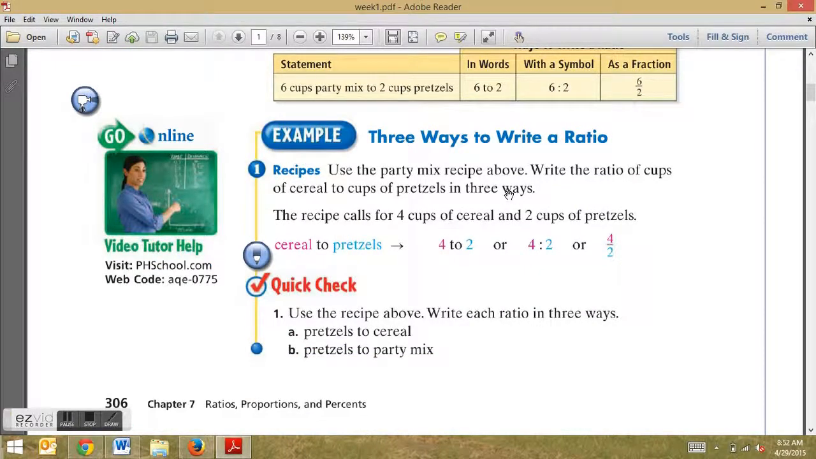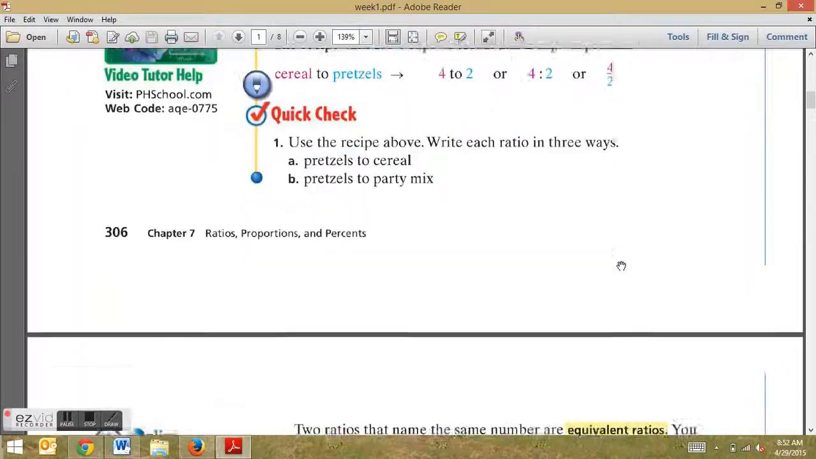Then they have examples. This one is an example of the three different ways to write a ratio. They give you the question: this recipe calls for 4 cups of cereal, 2 cups of pretzels, and then they show you how to do it using the word "to," using a symbol, which would be a colon, and as a fraction. Another important thing to remember is that even if it is an improper fraction, you do not want to make it into a mixed number. Ratios stay as an improper fraction.